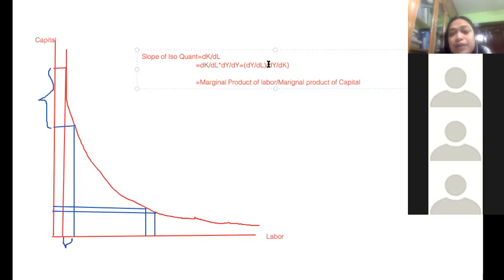But very cleverly we can rearrange this into delta y by, excuse me, so we are dividing and multiplying by the same thing, and then cleverly rearranging this into delta y by delta L divided by delta y by delta K. Now, if you rearrange this, you will see that this will flip, right?